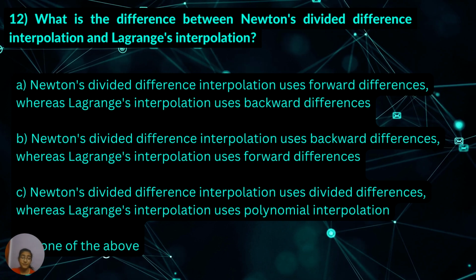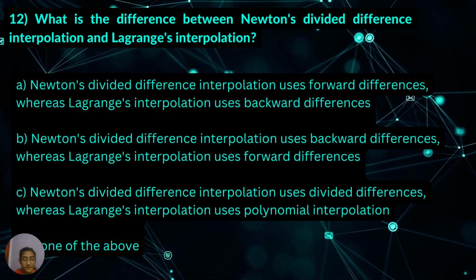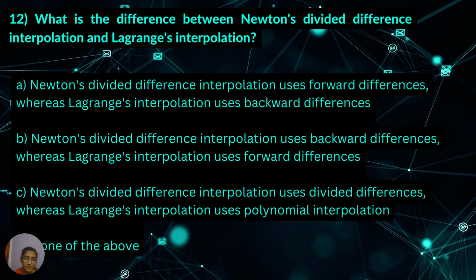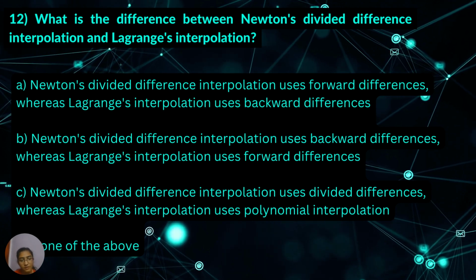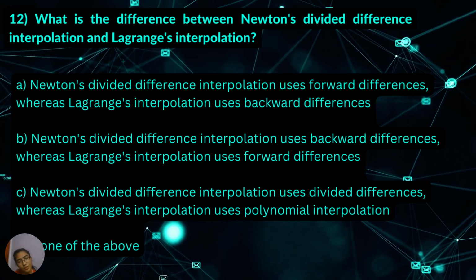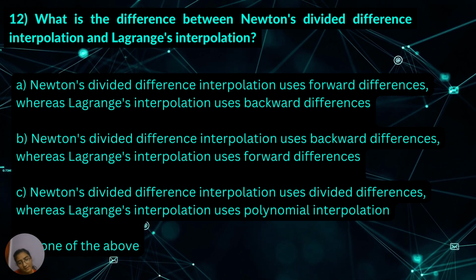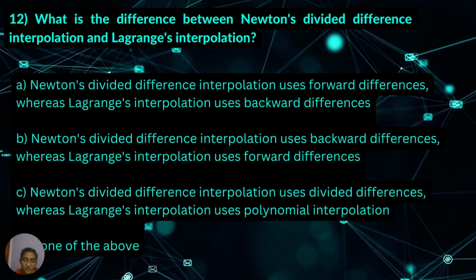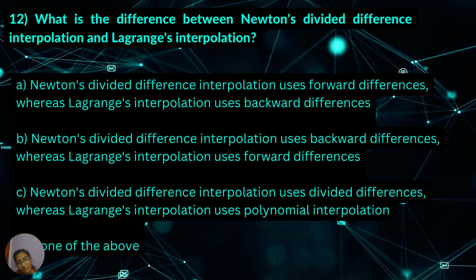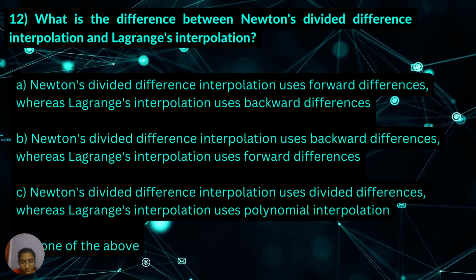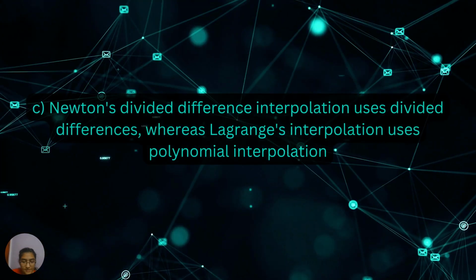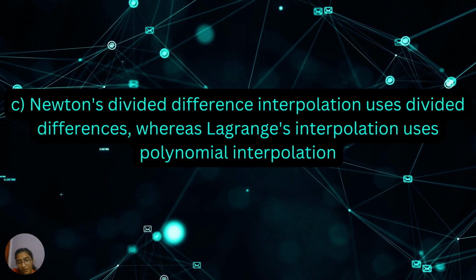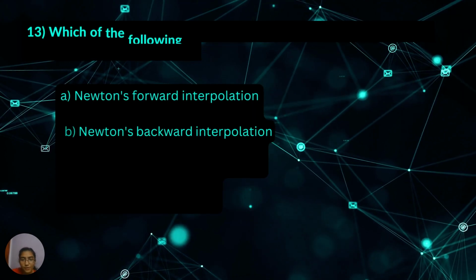So we have to find the difference between Lagrange and divided. The main difference is that divided difference interpolation uses the divided difference operator, whereas Lagrange interpolation uses polynomial interpolation. As easy as that. So the answer is C. Newton divided difference interpolation uses divided differences, whereas Lagrange interpolation uses polynomial interpolation. Right? So let's jump on to the next question.